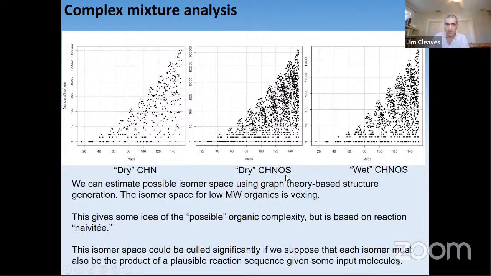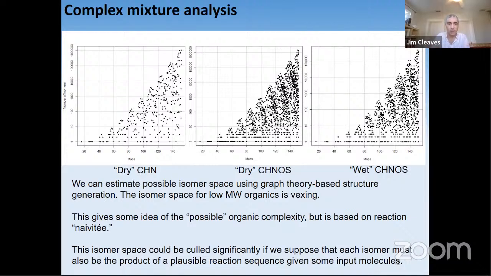Here we have carbon, hydrogen, nitrogen, oxygen, and sulfur. I should say "dry" is where we allow certain bonding motifs that we consider to be unstable in water in these computations. "Wet" in this case is where we exclude things that we would not consider to be stable in water. So it lowers the isomer space a little bit.